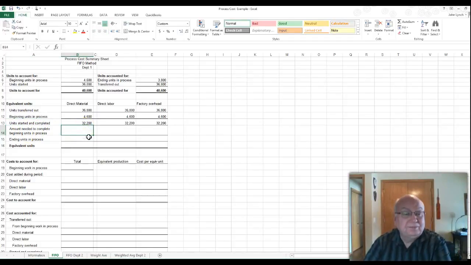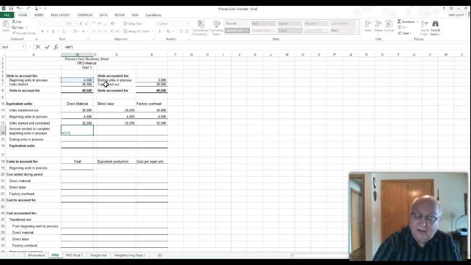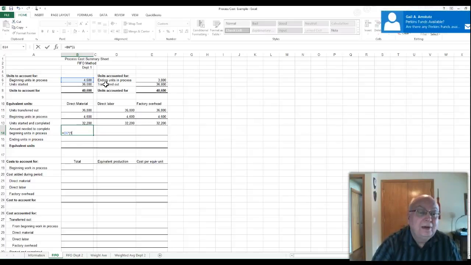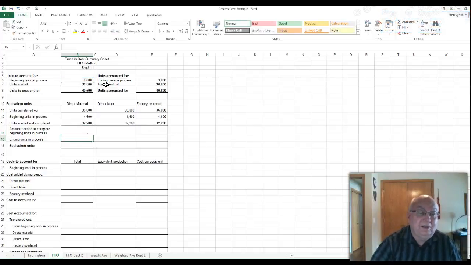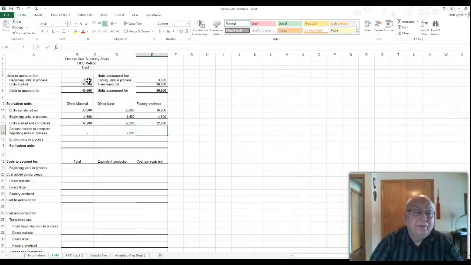Now here's the next big thing. This is where the amount needed to complete what you started last month. So for the materials, you have 4,600 units that were started, and you want to take 1, which represents 100%, minus 100% because they were 100% complete last month. For the direct labor, you do the same thing, 4,600 times 1 minus 0.35 because they were 35% completed when you started the month. And that gives you 2,990 equivalent units, because that's what we're trying to find, the equivalent units.